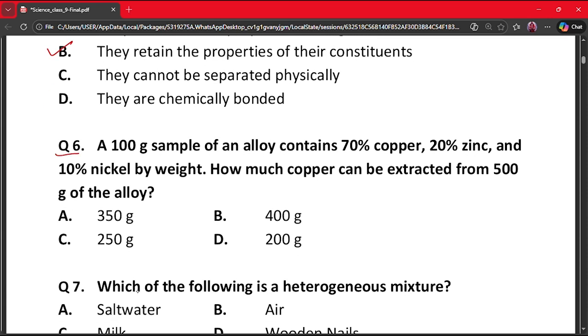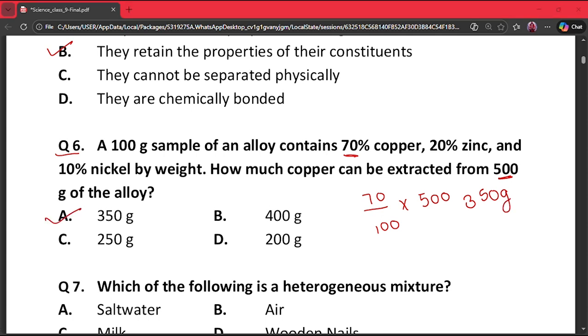Our next question is question number 6. A 100-gram sample of an alloy contains 70% copper, 20% zinc, and 10% nickel by weight. How much copper can be extracted from 500 gram of alloy? A. 350 gram, B. 400 gram, C. 250 gram, and D. 200 gram. So here total alloy is 500 grams and copper is 70% of alloy. So 70/100 × 500 gives us 350 grams. So our correct answer is option A. Next question.